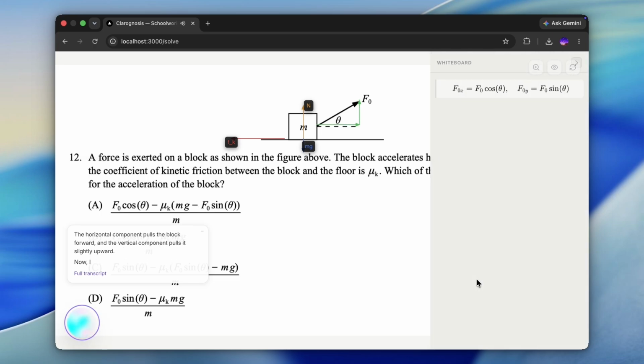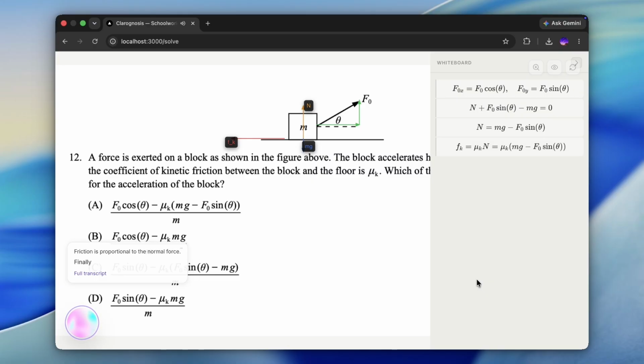Now, let's look at the vertical direction. The block isn't flying into the air or sinking into the floor, so the vertical forces must balance out to zero. The upward forces are the normal force and the vertical component of the applied force, and the downward force is gravity. Next, let's find the force of kinetic friction. Friction is proportional to the normal force.